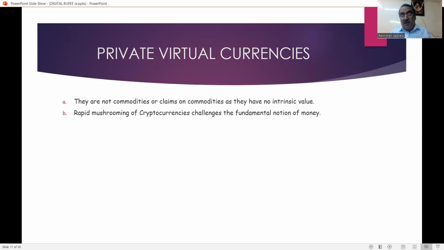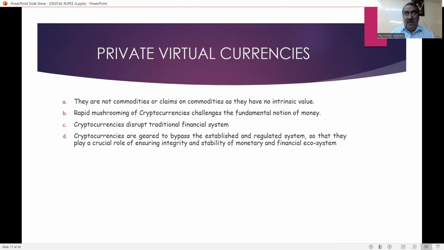Rapid mushrooming of cryptocurrencies challenges the fundamental nature of money. Even in India, a lot of cryptocurrencies are there, but most people invested in them on hearsay, and nobody knows where they came from. A lot of people have lost a lot of money in cryptocurrencies. So this disturbs the nation's economy also. Cryptocurrencies disrupt the traditional financial system. They are geared to bypass the established regulatory system, which plays a crucial role in ensuring the integrity and stability of the monetary and financial ecosystem.